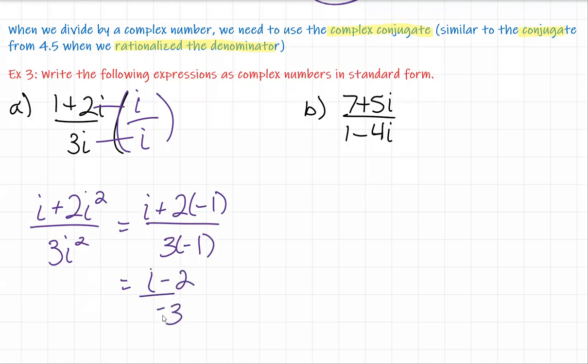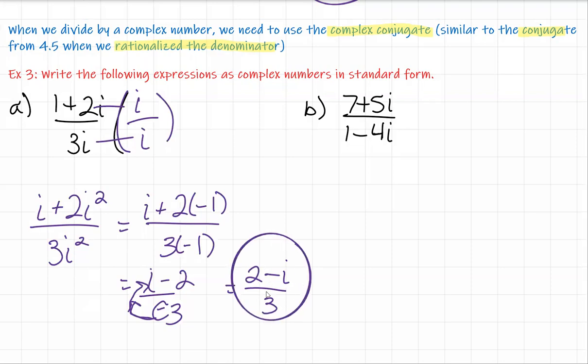And then just so we don't have a negative in the denominator, remember I can move this negative out in front, or I can strategically apply it to the numerator. So now I distribute that negative 1, I get 2 minus i over positive 3, right? And we're allowed to do that because 1 over negative 1 is the same thing as negative 1 over 1. Both of those are just going to give us negative 1, right? So then here's our answer.